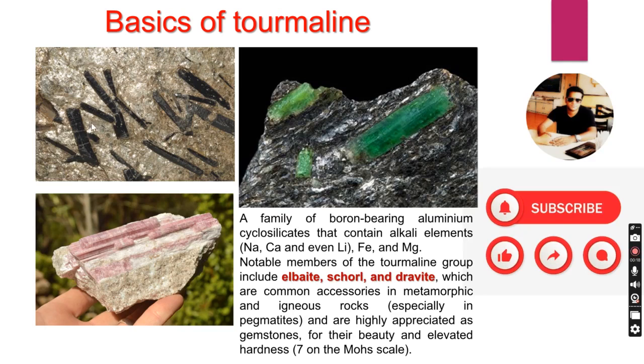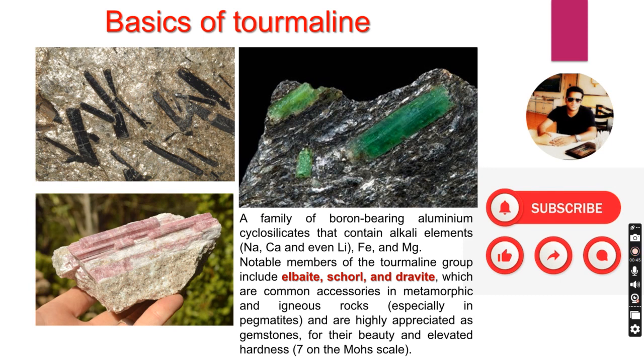If you see this, this is dark green. Actually, in this photograph, it appears as black. Actually, if we take it out from this mica schist, it will appear as dark green. This is light green. Okay, so most of the times it is a metamorphic mineral, occurring in metamorphic rocks as well as pegmatites. So let's have an insight on tourmaline.